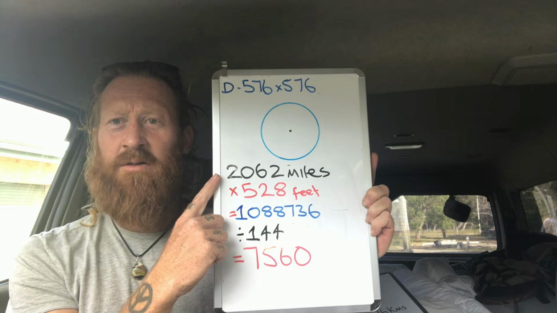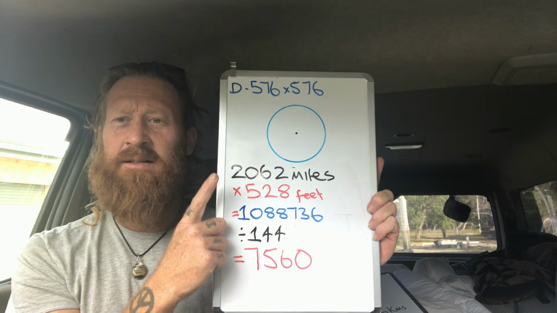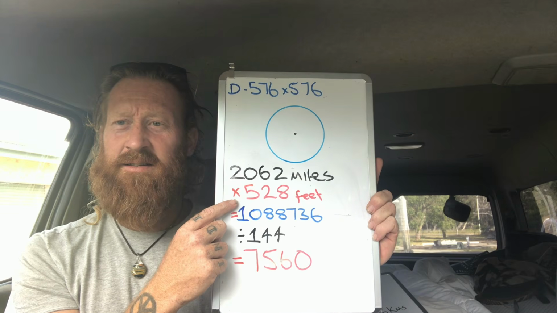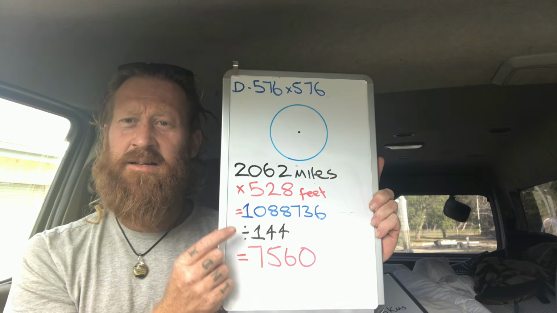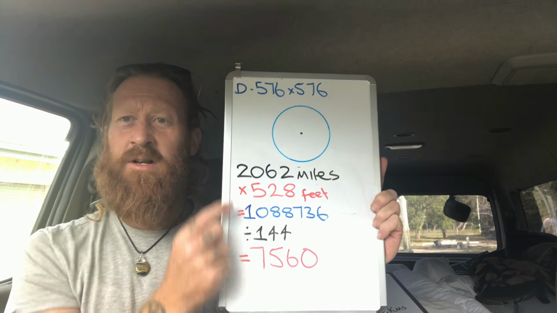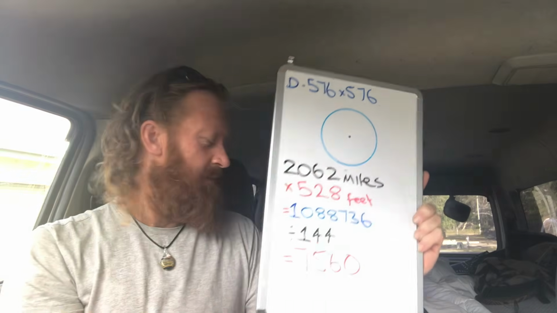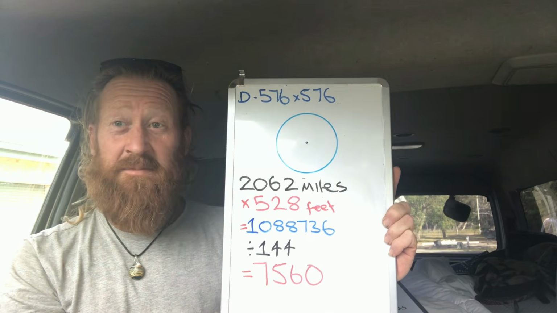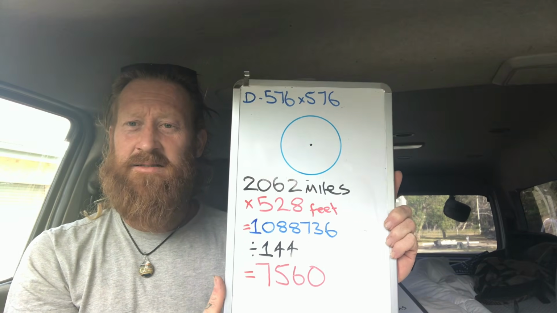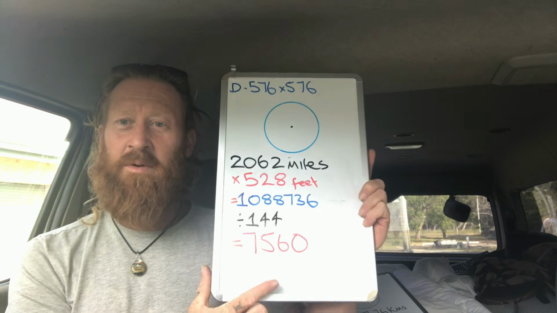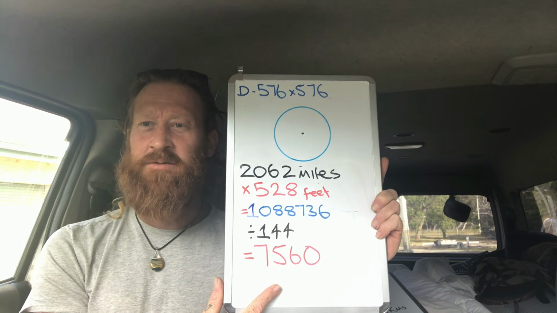We've just taken the miles from the Great Pyramid to the equator. We've times it by the feet, so we can get how many feet that is. We divide it by 144 because, of course, we've got this D column, which has given us the kilometres and metres. Many reasons, and look at what we get. I mean, the answer speaks for itself.